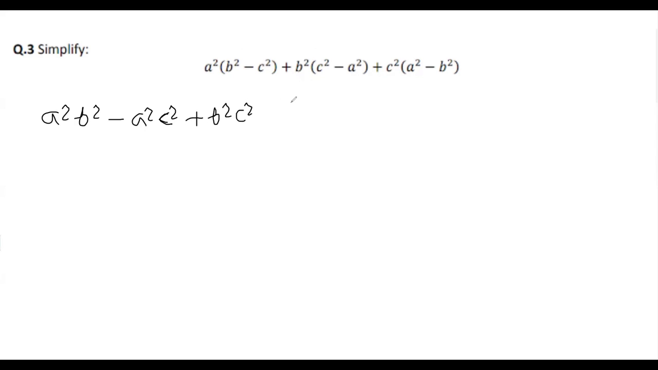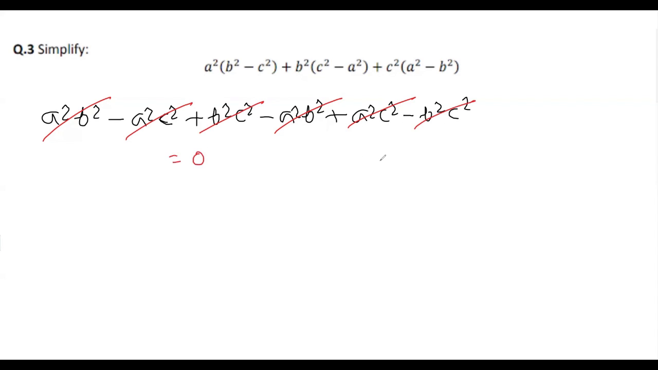Now finally, b square minus c square will give you positive b square c square. Similarly, b square multiplied by negative a square should give you a square b square with a minus sign. C square multiplied by a square should give you a square c square, and likewise c square multiplied by minus b square will give you minus b square c square. Now we can see that here positive a square b square and negative a square b square get cancelled. Similarly, minus a square c square and positive a square c square, positive b square c square and negative b square c square. So we get 0 as the answer for this part.